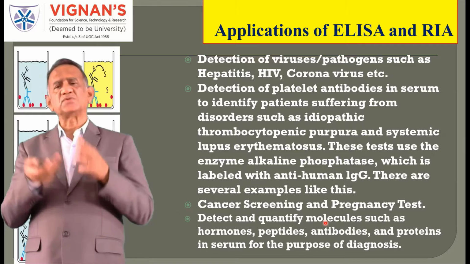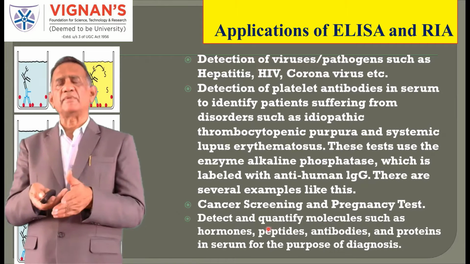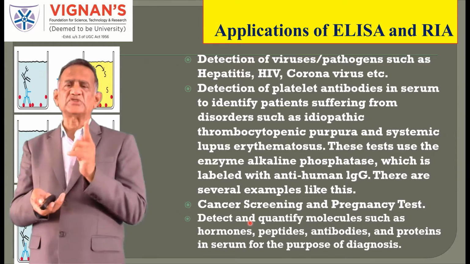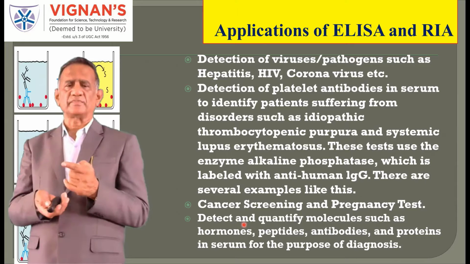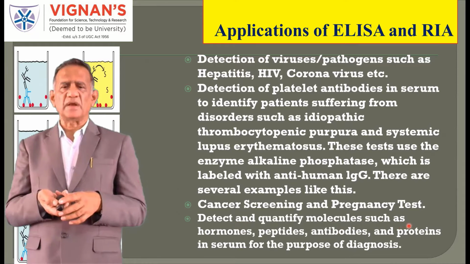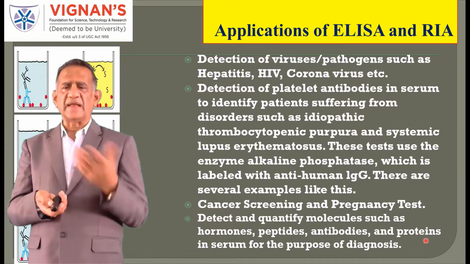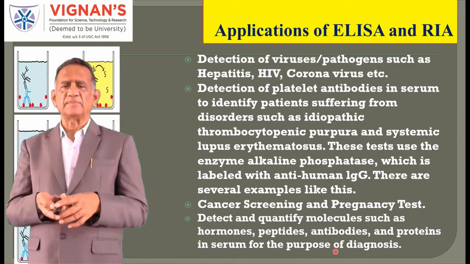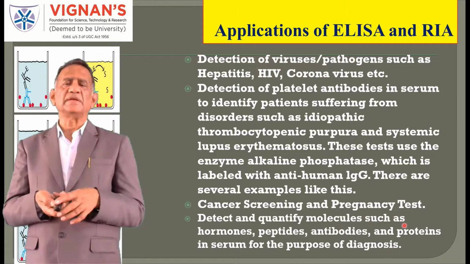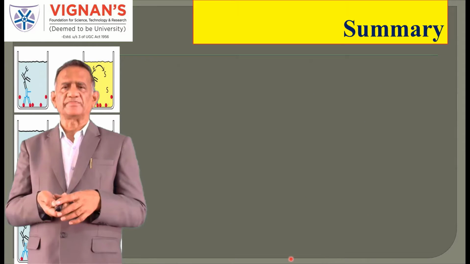Nowadays there is no requirement to go to the microtiter plate. The strips, ELISA strips, have also come. They detect and quantify molecules such as hormones, peptides, antibodies, antigens and proteins in serum for the purpose of diagnosis. All that is being done using ELISA and RIA.